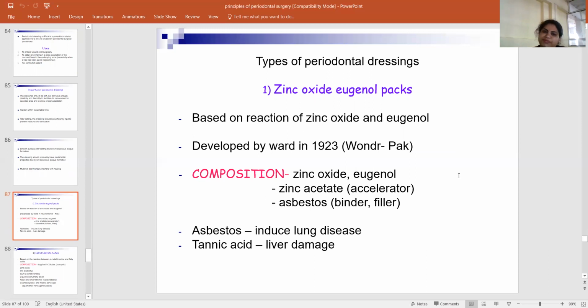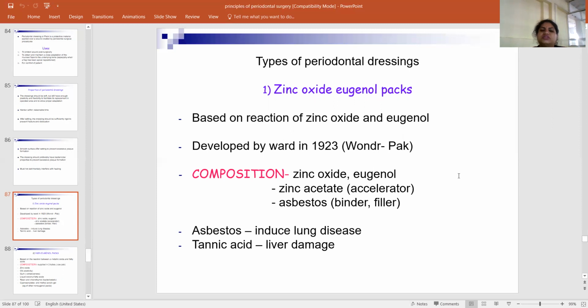So now the types of periodontal dressing. The first is the zinc oxide eugenol pack. Based on the reaction of zinc oxide and eugenol, it was developed by Wade in 1923. It is also known as the Wonder Pack. What is the composition of the zinc oxide eugenol pack? It is zinc oxide and eugenol, zinc acetate as an accelerator, and asbestos, which is used as a binder and also as a filler.